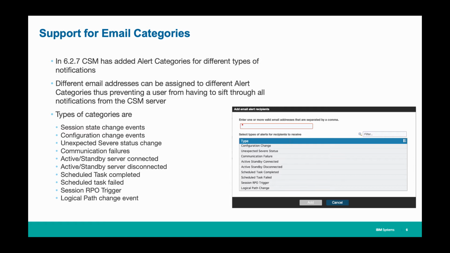So if you want Bob to handle session state change and RPO triggers, you can select those two and add Bob into that list. So we hope this will help minimize the number of events coming in and help focus it on certain events. We still believe in CSM that all of these events that we produce are valuable in some nature, so we do encourage at least somebody to be listening to all events across the server. However, we do understand that some users aren't going to be reacting to all these, and so this is what the alert categories provide.